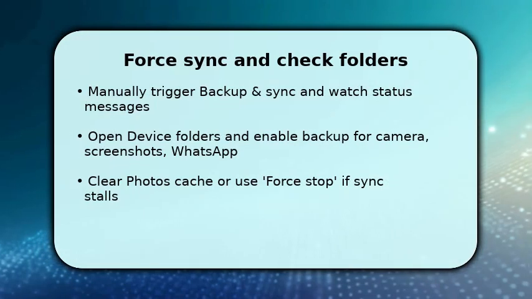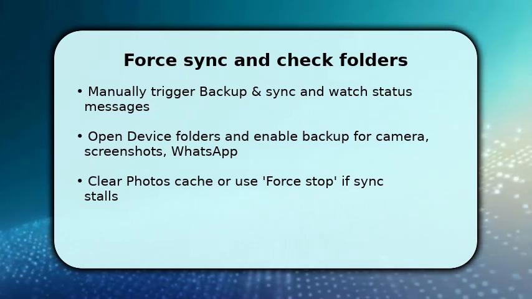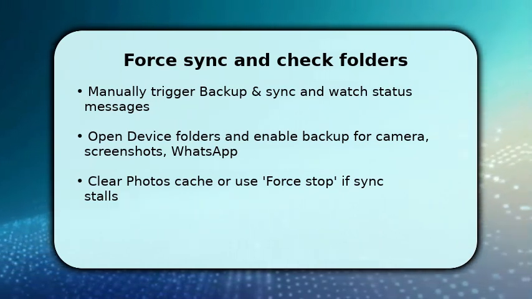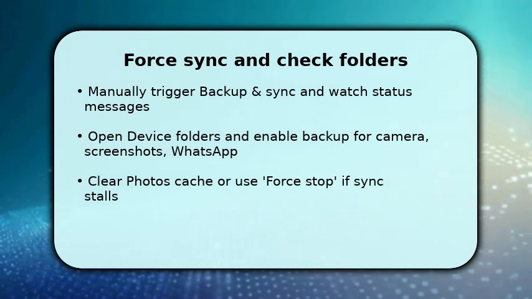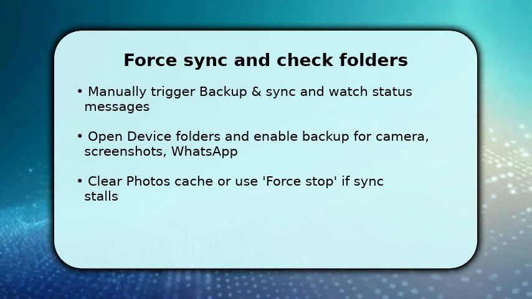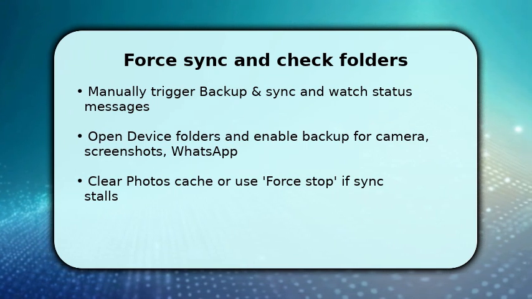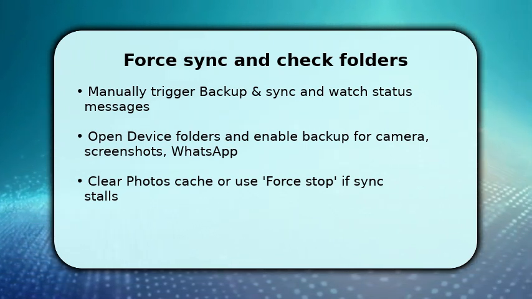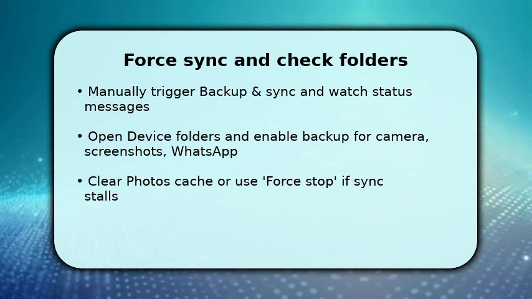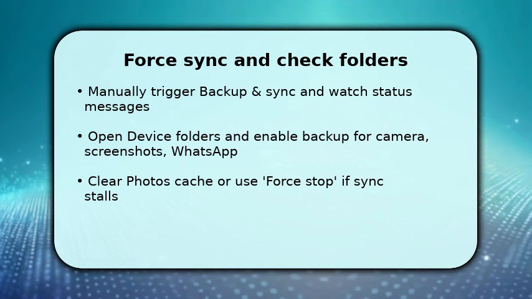Now you'll force the app to refresh and bring missing items into view. In Settings, toggle Backup and Sync off and on, then observe the status line for active uploads or download progress. That confirms connection. Make sure each device folder you expect is toggled on under device folders so those images are included. If the progress stalls, clear the app cache or force stop then reopen. This rebuilds the local index and often restores photos that were invisible.